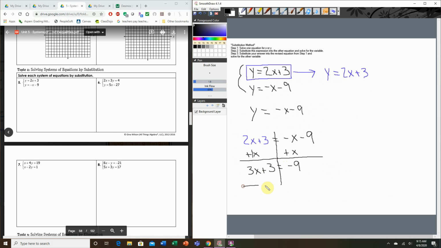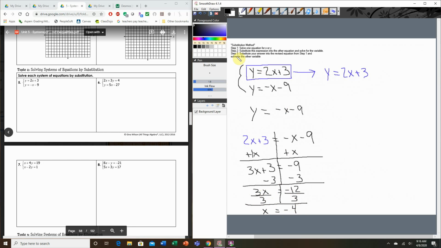Draw our balance again. Now I'm going to move this 3 to the opposite side because we're trying to solve for x. We want to get the x by itself. So the opposite of adding 3 is we're going to subtract 3 from both sides. And we have 3x equals negative 12. Now remember, this is multiplication because they are combined together. So 3x is the same as saying 3 times x. And the opposite of multiplication is division. So I'm going to divide both sides by 3. And now we have x equals negative 4.